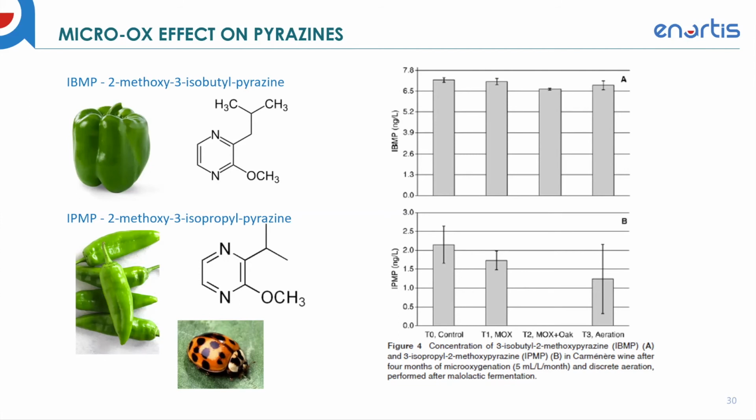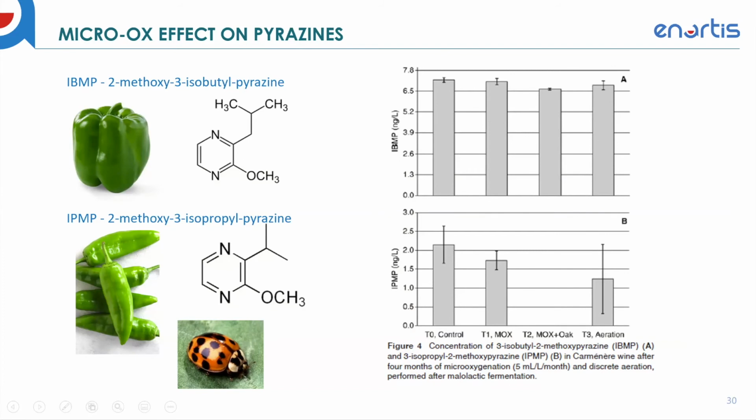So if you look over on the right, you'll see a trial that was done looking at the IBMP and IPMP for different treatments. And you can see with micro-ox, we're able to remove some of the IPMP alone, but micro-ox in combination with oak, we're able to almost completely remove the IPMP, which can be a big help when we're looking at removing some of those green characteristics.